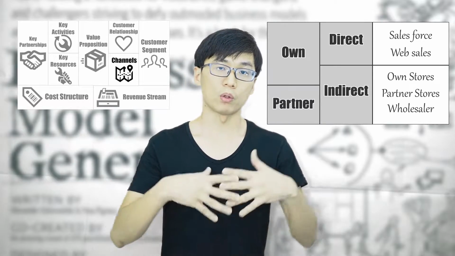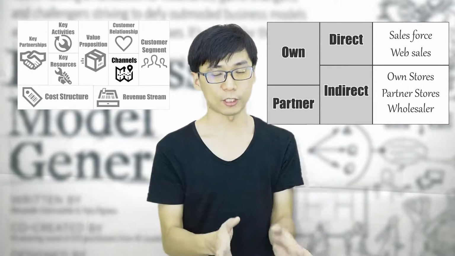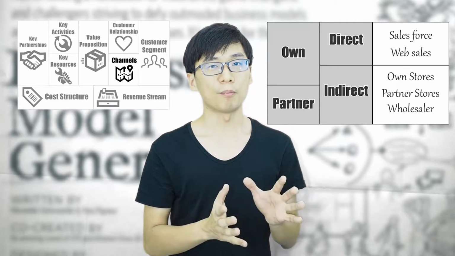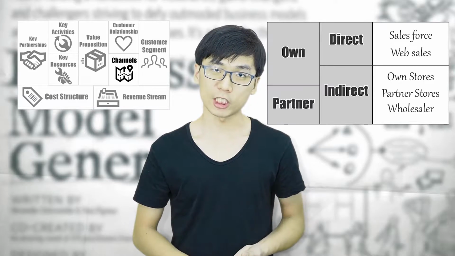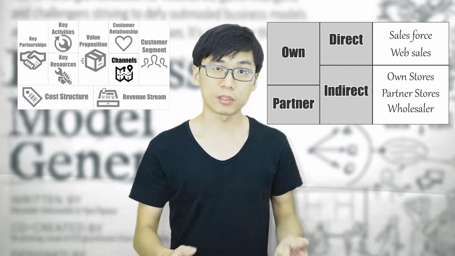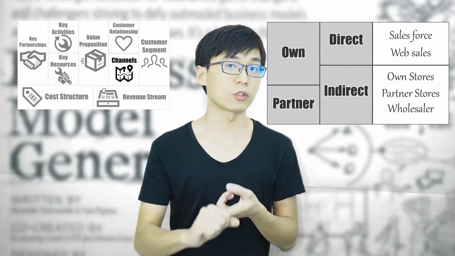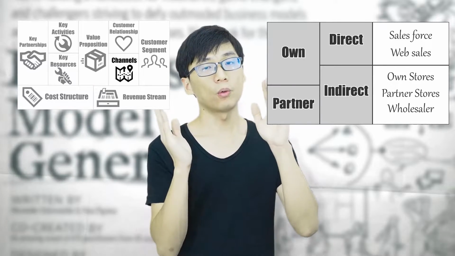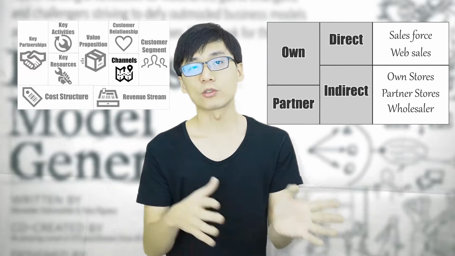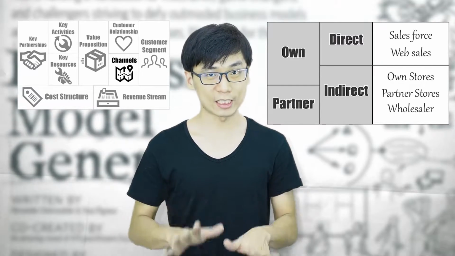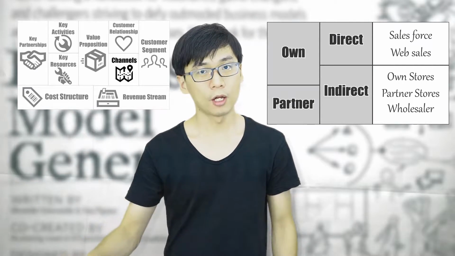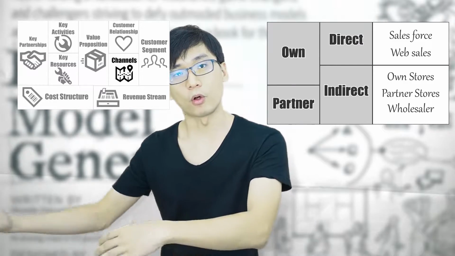So for example, direct channels. All of the direct channels will be owned by you. For example, your sales force and your web sales are entities that are owned by you. But among things that are owned by you, there's also another one which is indirect. For example, your own stores are indirect, even though you're in control of the stores, because you also have a layer from your HQ.